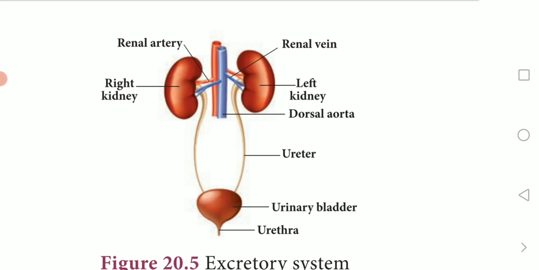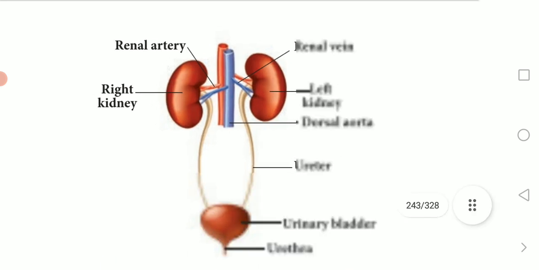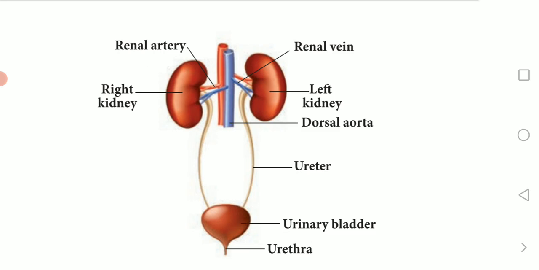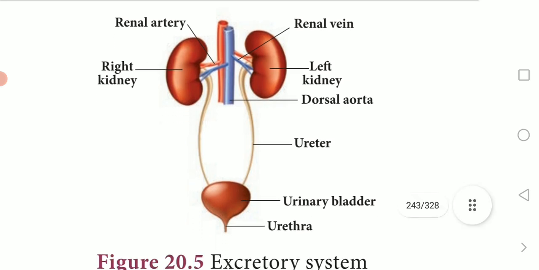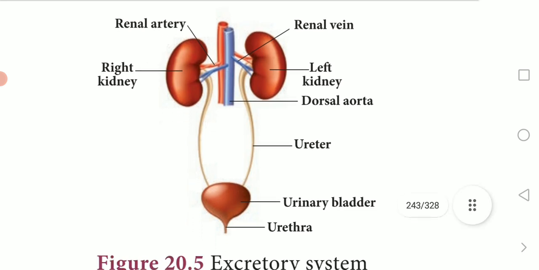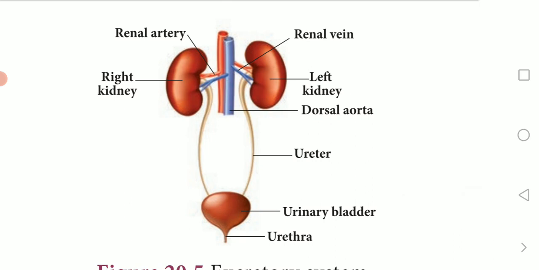Then kidney. This chapter is for understanding and gaining knowledge only; we are just going through it. The next topic is the kidney. It is a bean-shaped organ, here is the shape of the kidney, and it is reddish brown in color.